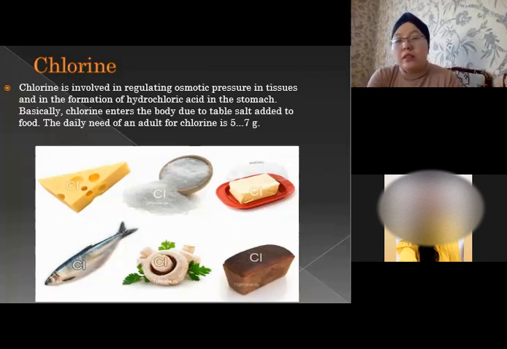So this chlorine is involved in regulating also osmotic pressure in the tissue and the formation of the hydrochloric acid in the stomach. And basically chlorine enters in the body due to table salts and added to food. And daily need for chlorine is about 5 to 7 grams.